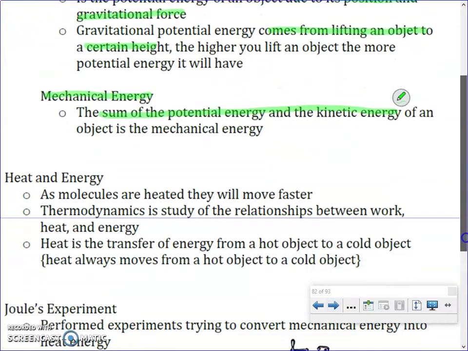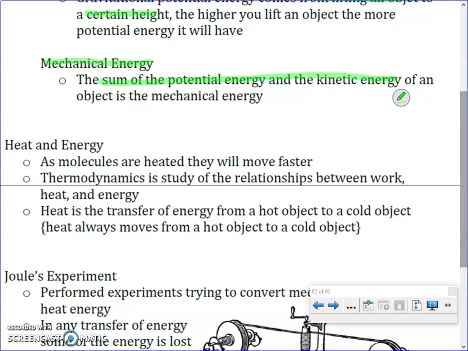But how about heat and energy? As molecules are heated, they move faster. Thermodynamics is the study of the relationships between work, heat, and energy. Heat is the transfer of energy from a hot object to a cold object. Heat always moves from hot objects to cold objects.